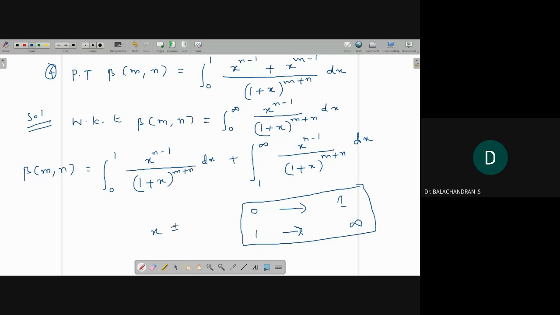Suppose in the interview they give this integral: the integral from 1 to infinity of x^(n-1) divided by (1 plus x) whole power m plus n, dx. When you substitute, the limits should go to 0 and 1, but here 1 goes to infinity. So what is the substitution? That is your question.